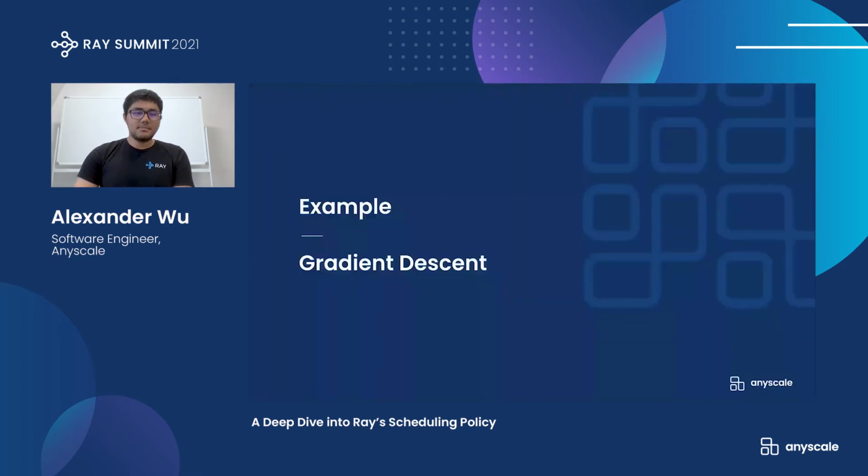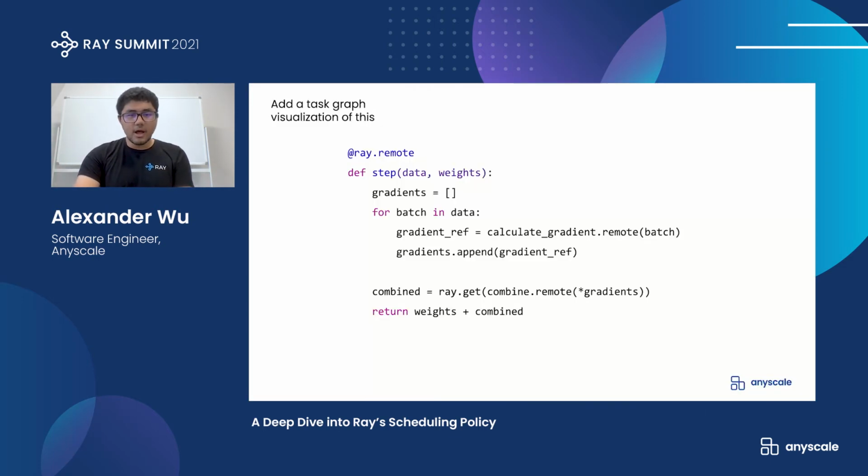Okay. So let's take a look. For most of this presentation, I want to follow a single simple example that I think can do a good job of illustrating the Ray scheduler and a lot of the optimizations it has. In this example, we have a gradient descent algorithm. We have a function that takes a step, takes in some data and takes in some weights.